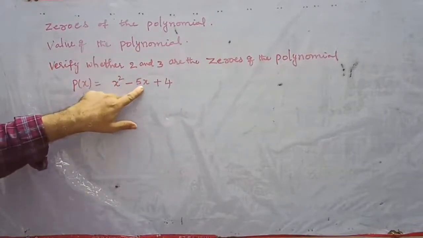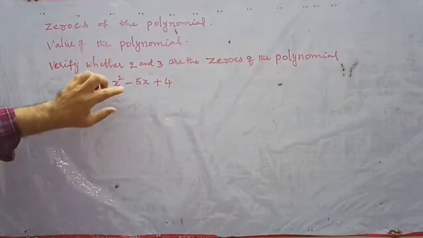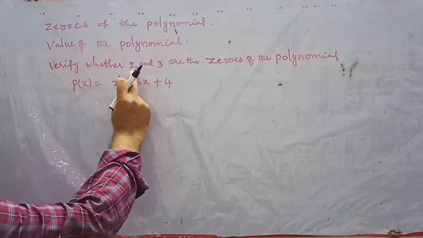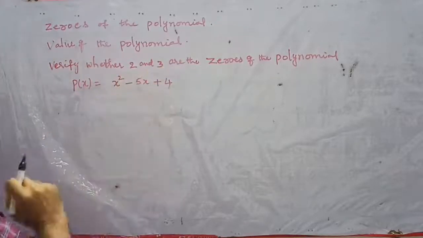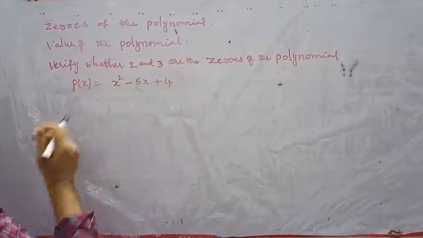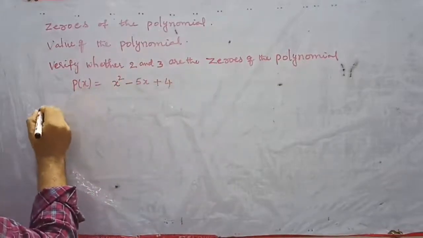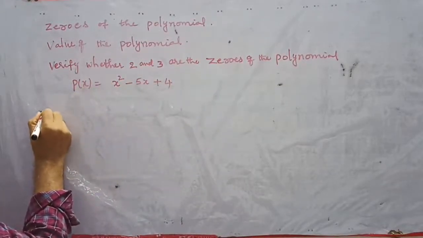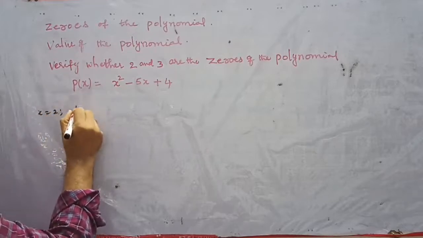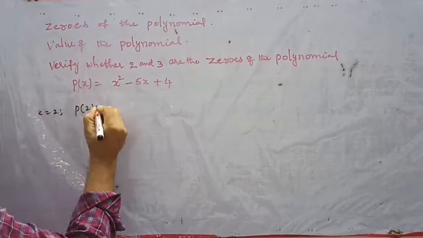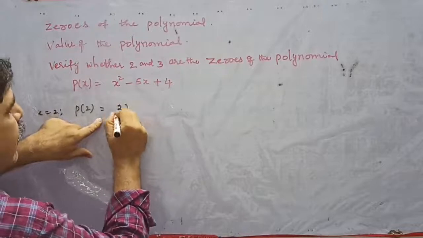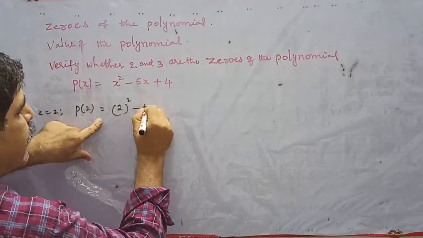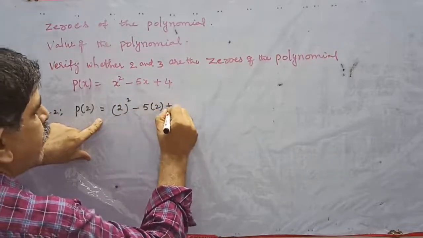x square minus 5x plus 4. Right? Now, you just substitute 2 and 3 in the given polynomial. If you get 0, then these are the zeros of the polynomial. So, first one, x is equal to 2. So, that is p of 2 is equal to 2 whole square minus 5 into 2 plus 4.